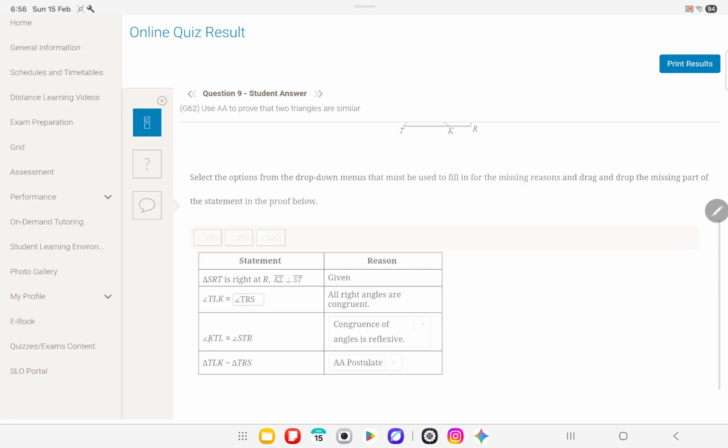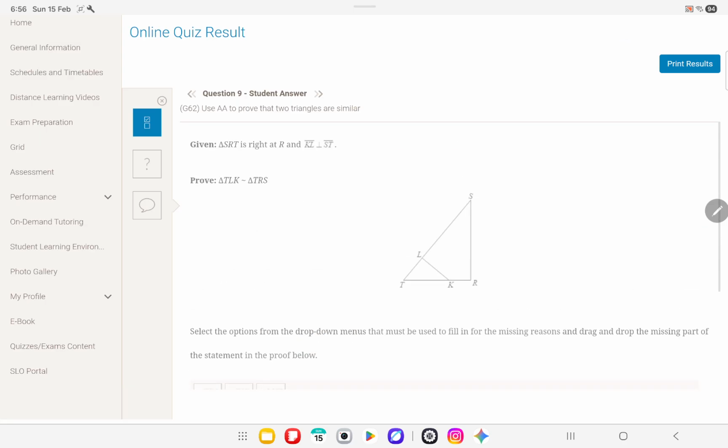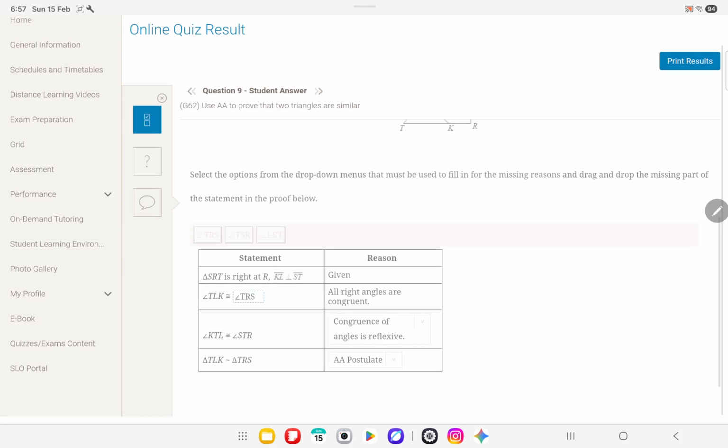Now they're telling us that KTL is congruent to STR. So they're just talking about the same angle. This angle and this angle, which is the same thing. So when you have the two same angles, we know that congruence of angles is reflexive. We already know that. So now they're telling us that triangle TLK is similar to triangle TRS.